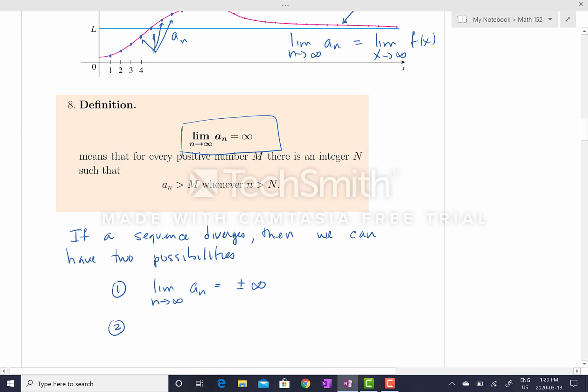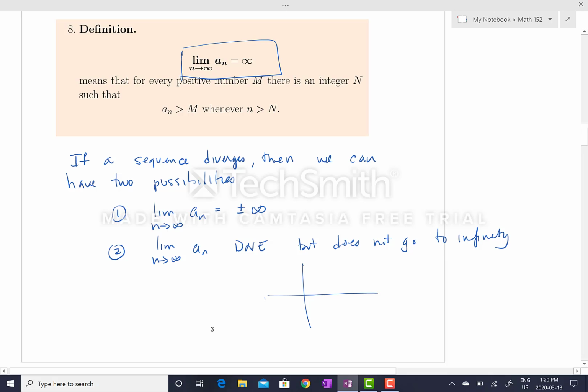And then we can have our second choice where the limit as n goes to infinity of an does not exist, but does not go to infinity. Okay, I'll just draw a graph. You could think of that, for example, in the continuous case, as something that looks like this. Say, for example, f of x equals sine x. The limit as x goes to infinity of sine x does not exist. However, it doesn't get really large either. It just keeps varying between -1 and 1.